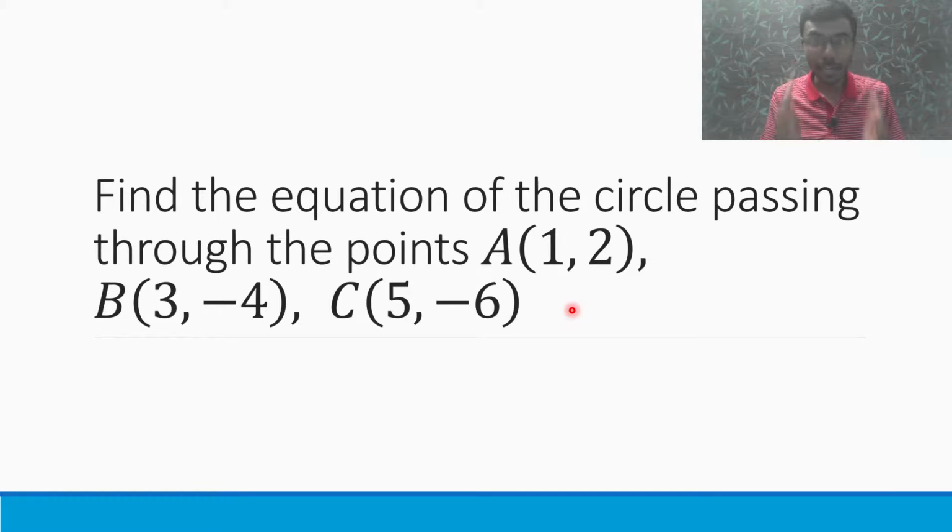Now let's see how to find the equation of the circle passing through the points A (1, 2), B (3, -4) and C (5, -6). The method I'm going to explain is a little lengthy, but it is easy. The chances of making mistakes will be low if you follow this method. Through my experience, I am telling you it could be a bit lengthy, but please listen to it and you decide. Now let's see.